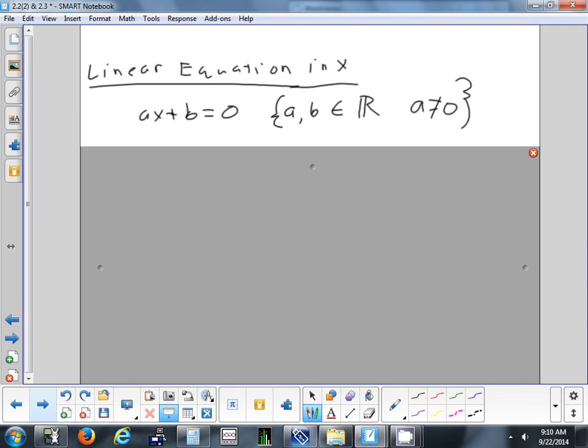So this is a linear equation. Definition of a linear equation: ax plus b, and I have it equal to 0 in this case. A and b can be any real number you want, except a cannot be 0. Why can't a be 0? If you plug in 0 for a, what ends up happening in that equation? Cassie? The x value becomes 0, so it'll just be b equals 0.